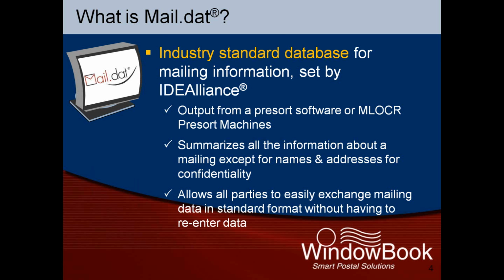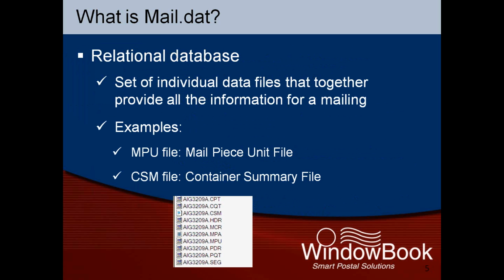Essentially, Mail.dat summarizes all of the information about a mailing with the exception of the names and addresses. This allows for communication of detailed mailing data without compromising confidentiality. This standard file format allows various parties involved in the mailing process to easily exchange mailing information, knowing it is in an industry standard, easily recognizable format, and without the need to re-enter data over and over.